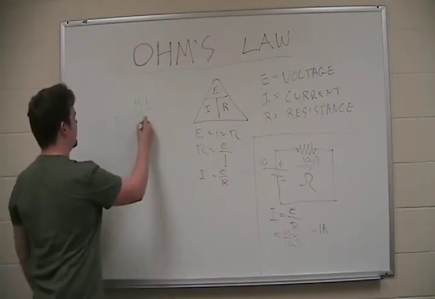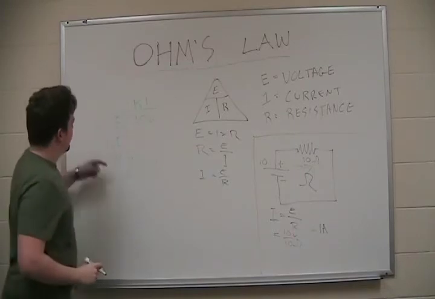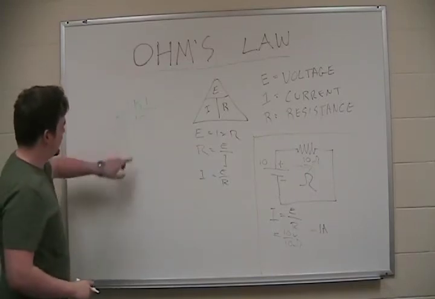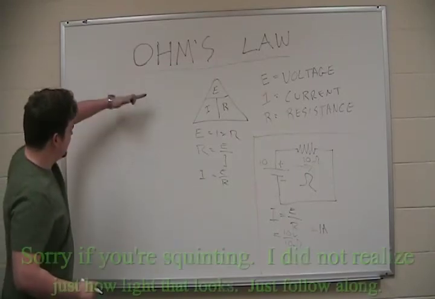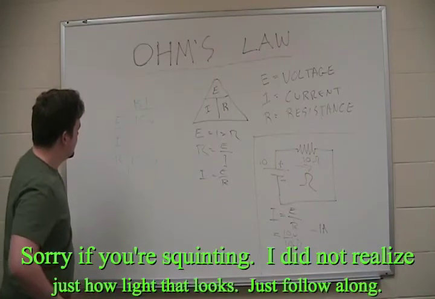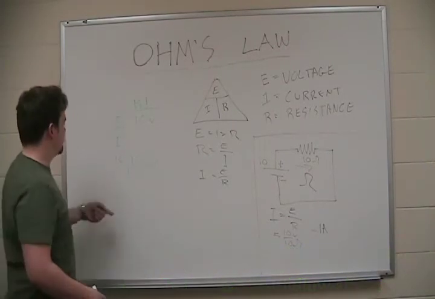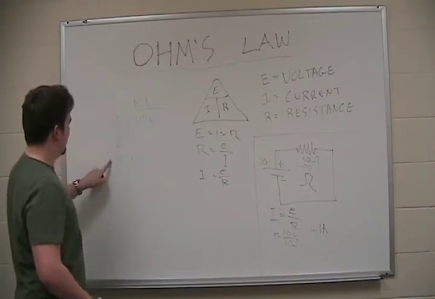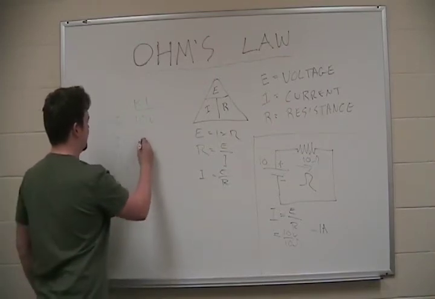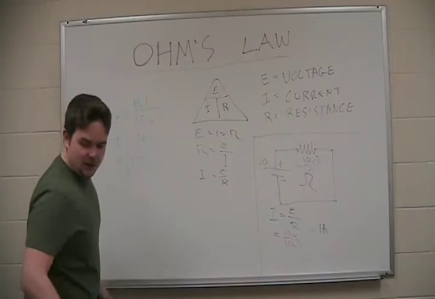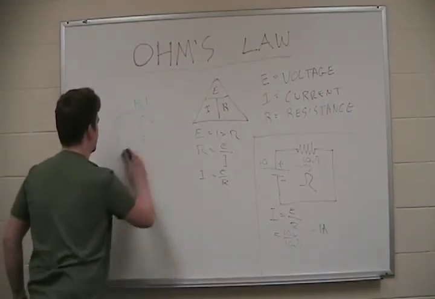10 volts for voltage. So we know that we've got two of three variables. So what we know is I equals E over R, which happens to be 1 amp.